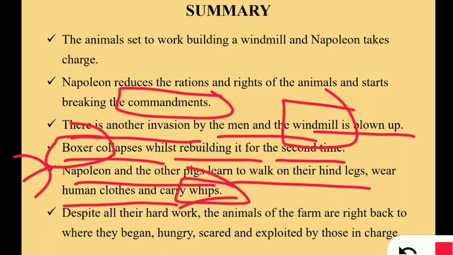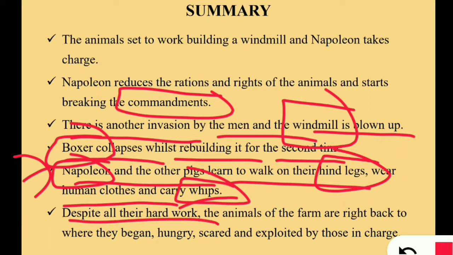Here, even medical concern was not there in Napoleon. Whether the animals were hurt, whether they were sick, that did not matter to them. What was important for Napoleon is the work. Okay, for that, even whips were used.